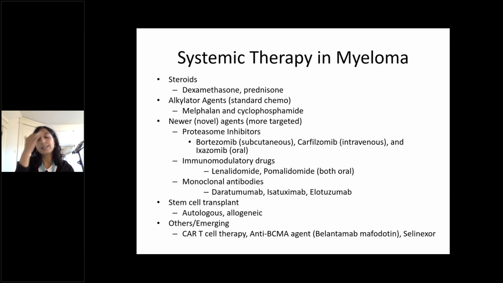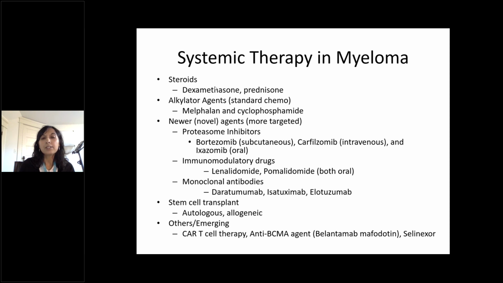So this is a kind of a busy slide of all the various systemic therapies that we have available in myeloma. So just in broad strokes, I want to talk about the big categories. For a number of years, we were really relying on the first two categories, steroids and alkylator agents. Steroids are basically potent anti-inflammatory drugs that have a big effect in myeloma, especially when you combine them with other drugs, and they remain the backbone of treatment.